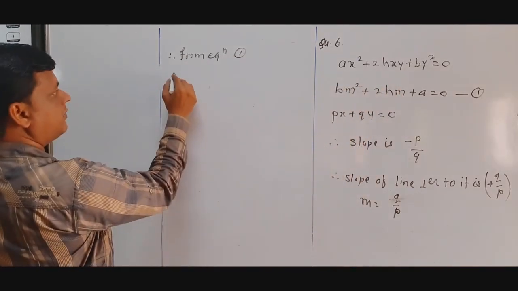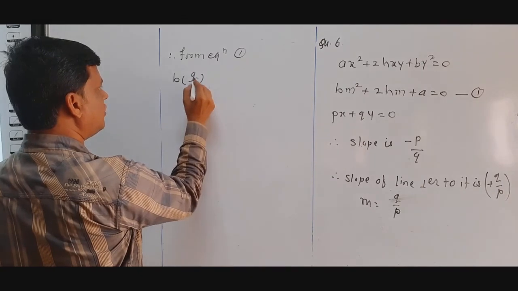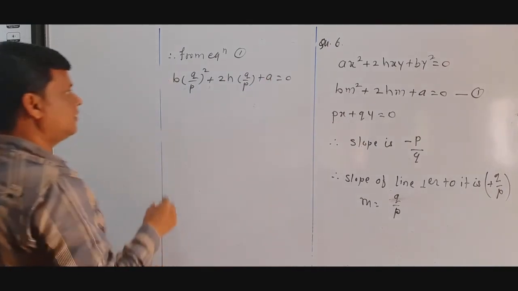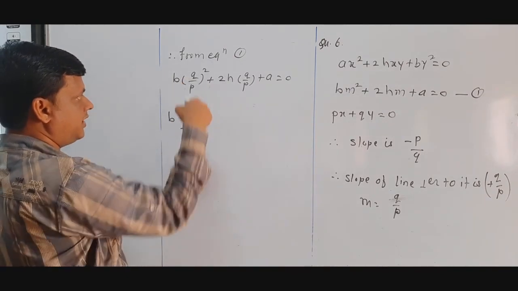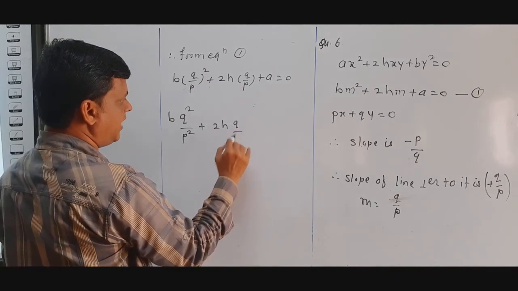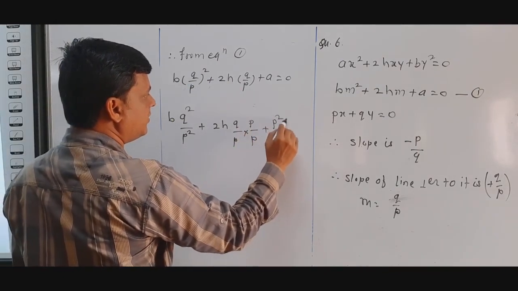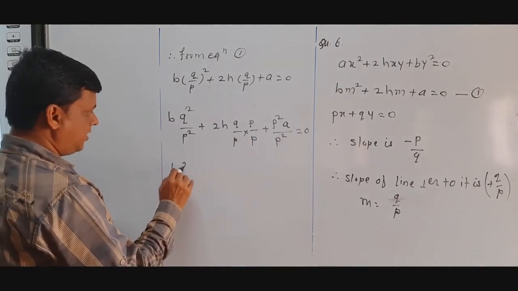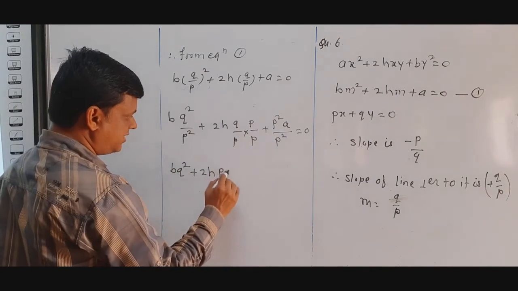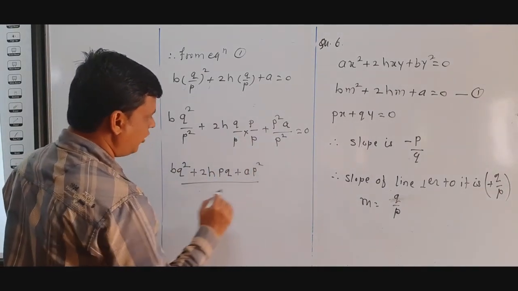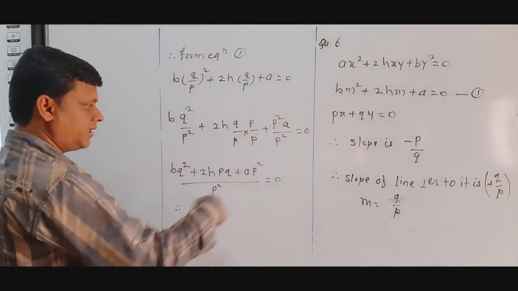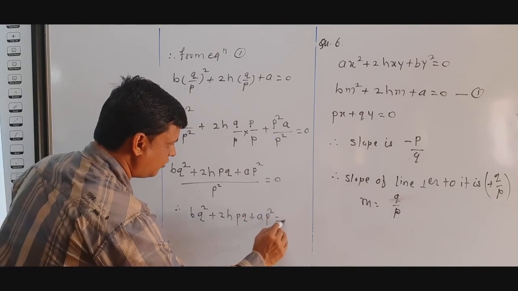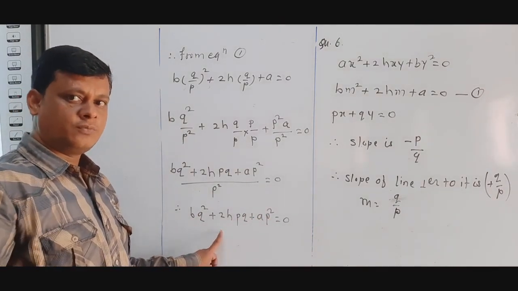So from equation 1 we write b in bracket, the value of m is q by p. So we write q by p its square plus twice h, the value of m is q by p, plus a equals 0. So we write b q square upon p square after squaring the first term, plus twice h q by p, multiply and divide by p, plus a p square upon p square. So we write bq square plus twice hqp plus ap square upon p square is equal to 0. Therefore after transferring this p square to the right hand side, bq square plus twice hpq plus ap square equals 0. This is the condition that we have to show.